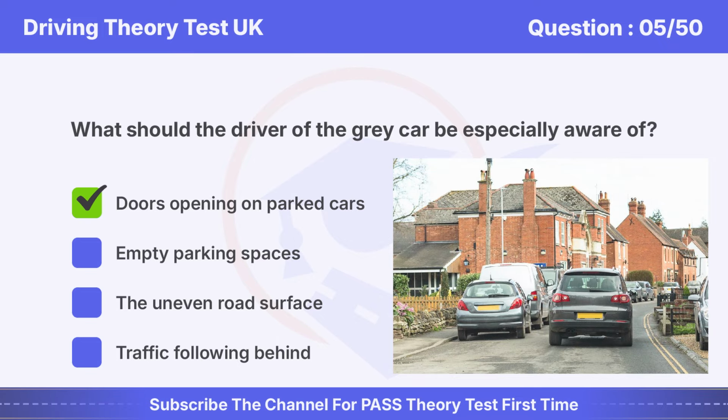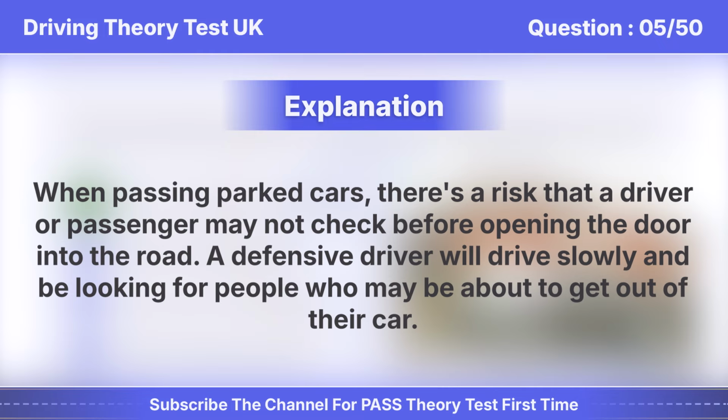Answer is A. Doors opening on parked cars. When passing parked cars, there's a risk that a driver or passenger may not check before opening the door into the road. A defensive driver will drive slowly and be looking for people who may be about to get out of their car.